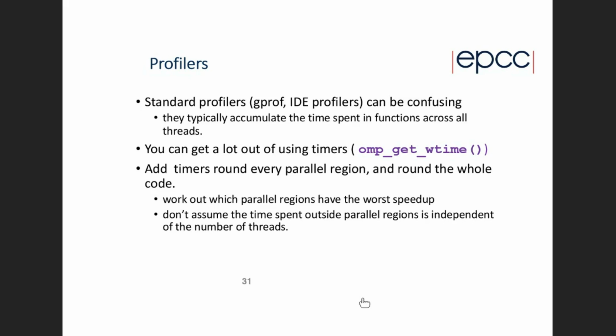But again, because of potential issues with data accesses, don't necessarily assume that the time spent outside of parallel regions is independent of the number of threads. If you measure the whole code and you measure every parallel region, you can do the subtraction to figure out how long you're spending in sequential code as well.